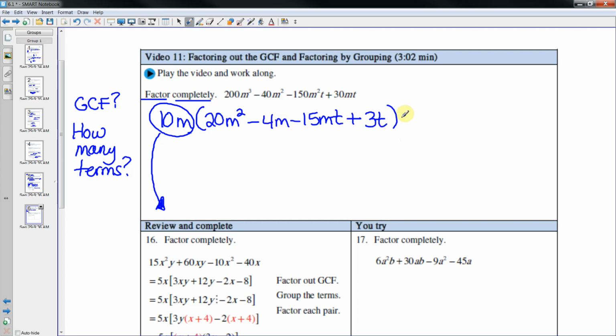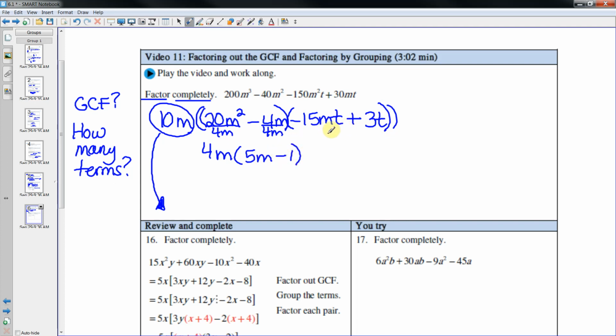So now I have 4 terms. They don't have a GCF anymore, because I just took it out. So let's group the first 2 and the last 2. In the first 2, 4 and 20, I can take out a 4, and then m squared and m, I can take out an m. So I'm going to take out a 4m. So that leaves me with 5m minus 1.